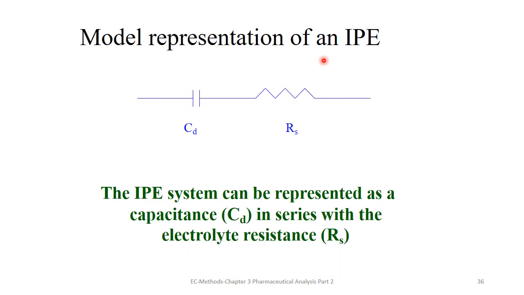Model representation of an IPE. The IPE system can be represented as a capacitance, which is known as Cd, in series with the electrolyte resistance, which is known as Rs.